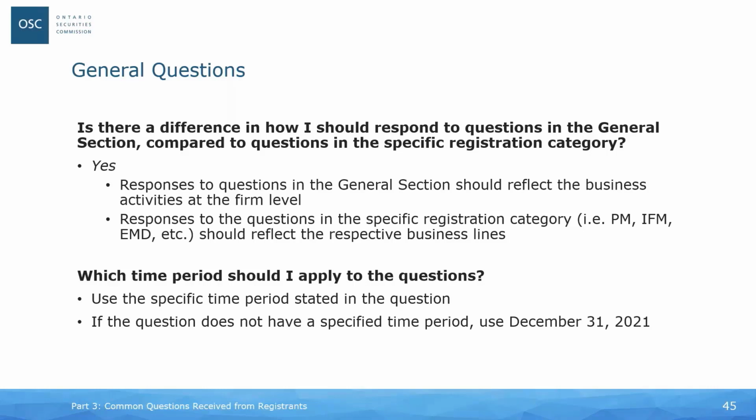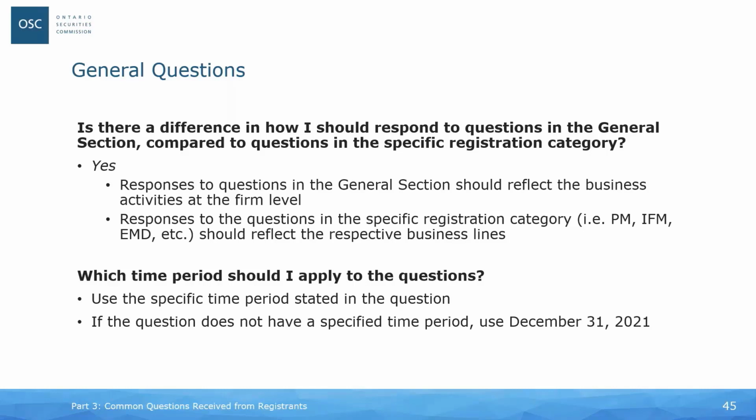The slide here shows some general questions received for the overall questionnaire. First question: is there a difference in how I should respond to questions in the general section compared to the other sections? The answer is yes. Responses to questions in the general section should reflect all of the firm's business activities. For example, you should include all referral arrangements in the general section, regardless of the services you provide to your referred client. And responses to the other sections should reflect only the activities the firm conducts in each registration category. So for example, the investment fund manager section should include only the activities the firm conducts as an IFM.